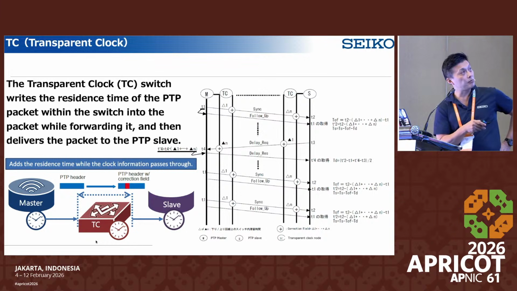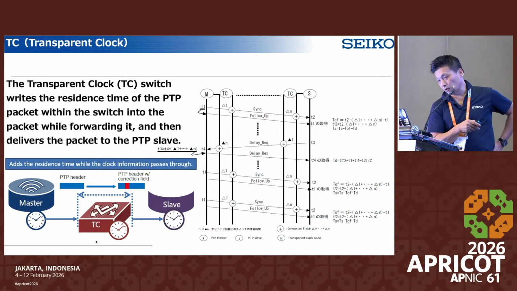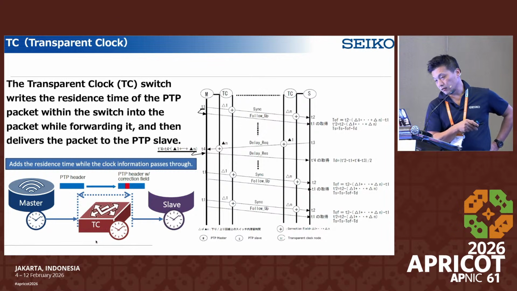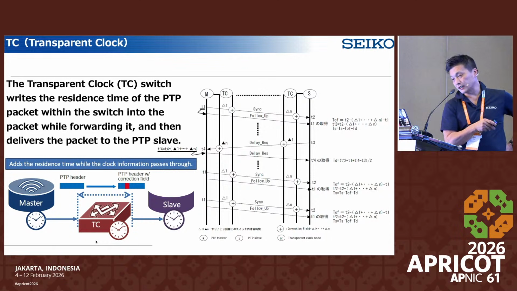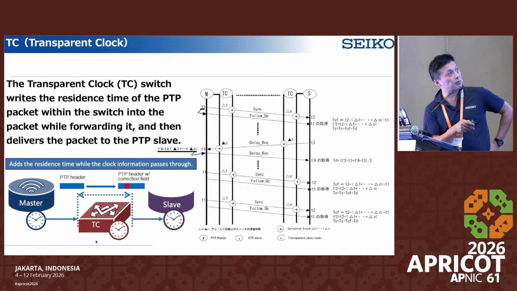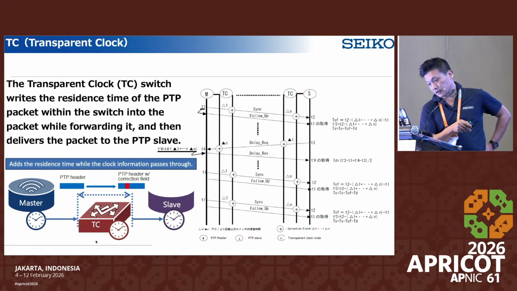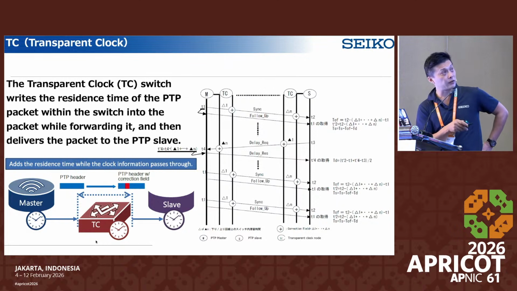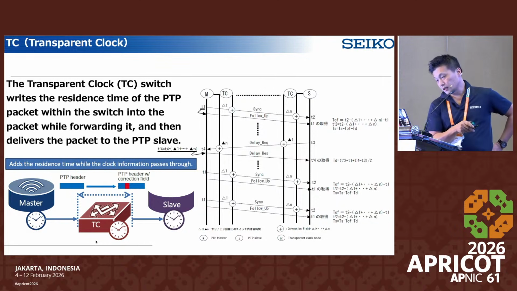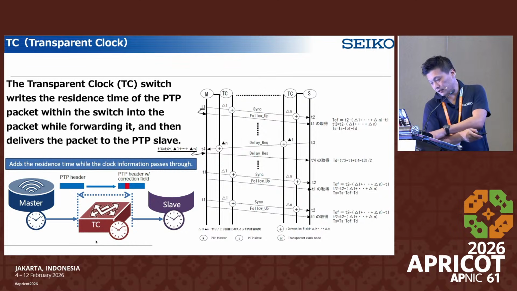Instead, it measures how long a PTP packet stays inside the switch, which we call the residence time. This residence time is written into the PTP packet forwarded to the slave devices. By correcting the delay in this way, the network can maintain high synchronization accuracy even across multiple switches. In short, a boundary clock regenerates time, while a transparent clock, TC, corrects a delay.